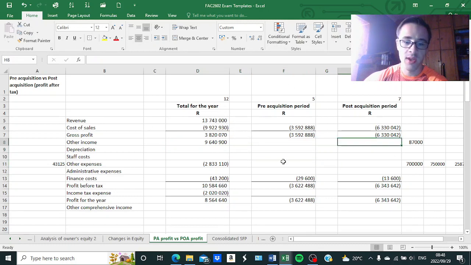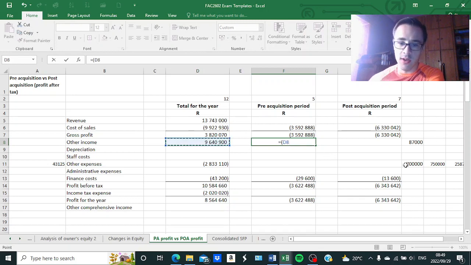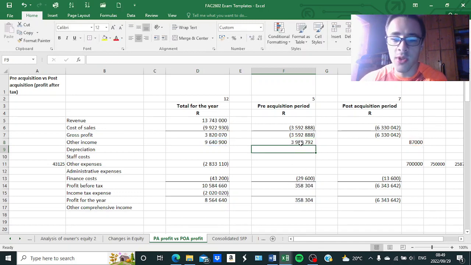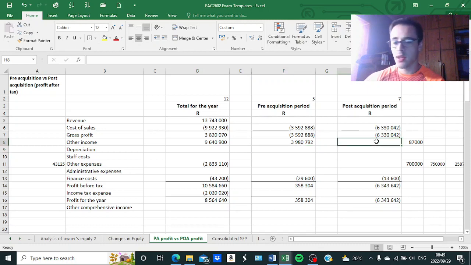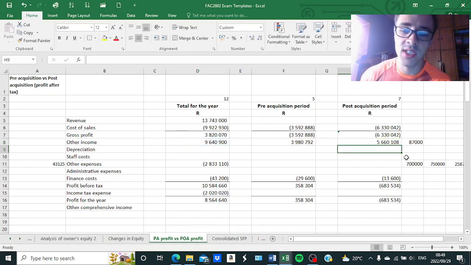two periods. Okay, meaning if we go to other income, we will calculate the amount for the pre-acquisition period by first removing the amount of 87,000 because that was the profit made in the post-acquisition period. So only the difference between these two can be split evenly between the two periods. And we'll multiply that answer by 5/12 because that is for the pre-acquisition period. That will give you 3,980,792. And then the difference will just be allocated to the post-acquisition period, which will be 5,660,108.